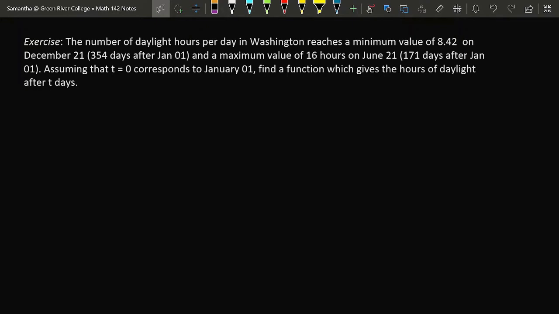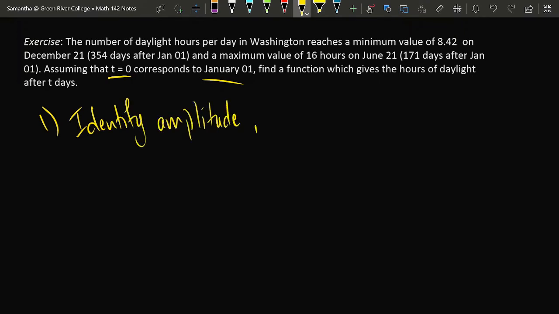So someone says, okay, I'm interested in a sinusoidal function which represents this situation. So I want to match the amplitude, and I want to match the period, and I want to match the midline of this cyclical behavior. But also I have a request. I want to make sure that time t equals 0 corresponds to the first day of the year, January 1st, the beginning of the year. So step number 1, let's identify the amplitude, period, and midline appropriate for this situation.